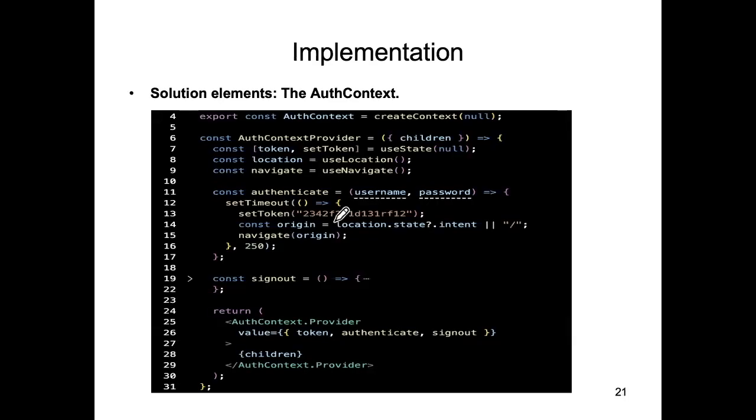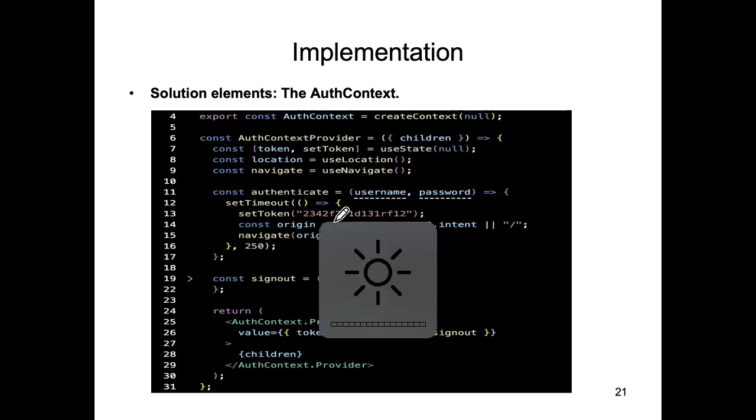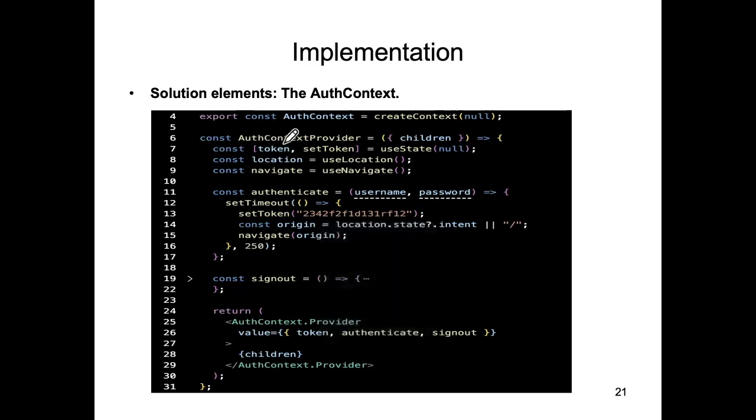So again, I'm just showing you excerpts from the overall solution, although I do provide the overall solution. So the auth context is the first part that I'm showing you. And here's my shared data, essentially, my token. I'm initializing it to null, so that's my way of indicating that the user isn't currently logged in.